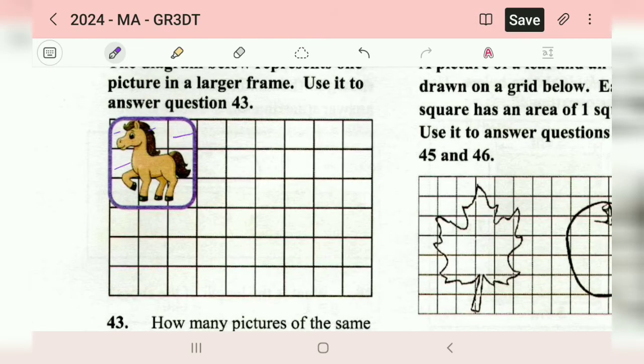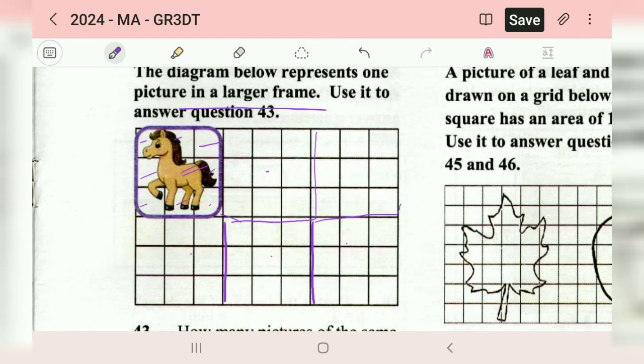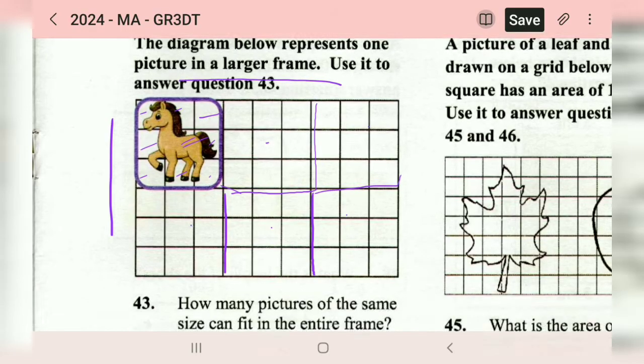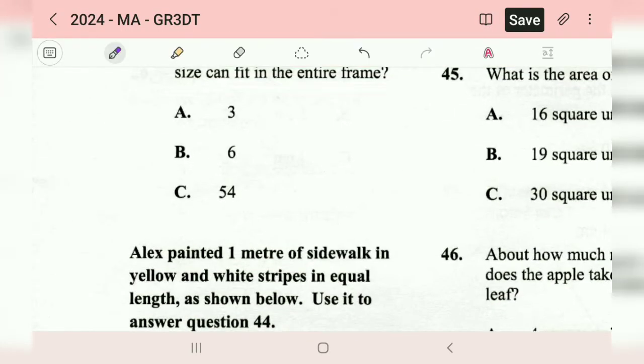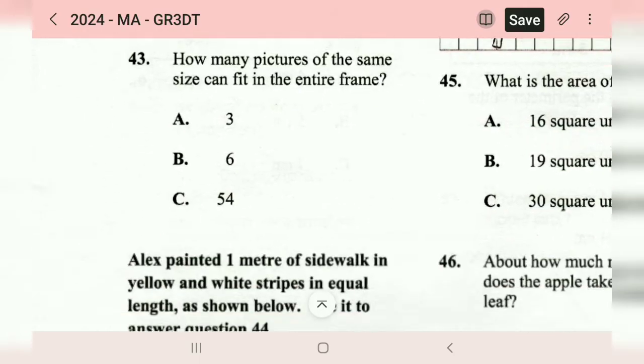So 1, 2, 3, 4, 5, 6, 7, 8, 9. Each is taking up 9 slots. It's a 3 by 3. This one gives a bigger picture though, which means another 3 would be here, another 3 and this. So it's 1, 2, 3, 4, 5, 6. You could also say it's a 3 by 3 frame. 3 3s are 9. Hold on. How many pictures of the same size? 3 by 2 is 6.